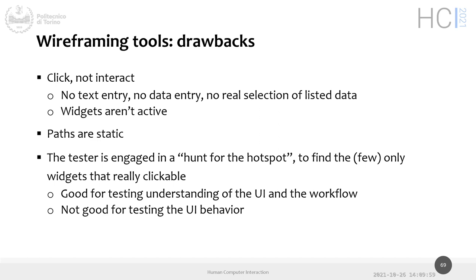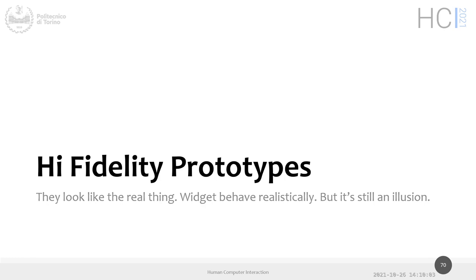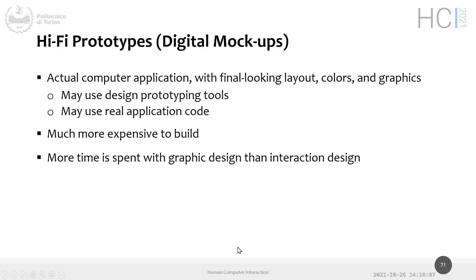A paper prototype is more dynamic from this point of view. And then, of course, we have the high-fidelity prototypes that look like the real thing. In some cases people call them digital mock-ups. They may be a real application.